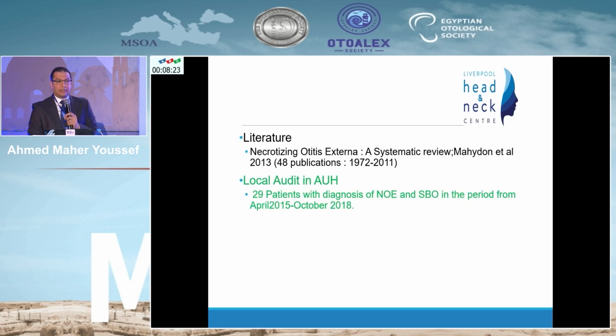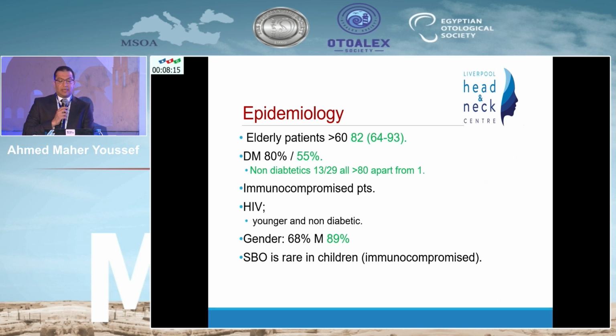So we tried to look at the literature and our local cohort. This was a few years ago, and we had 29 patients. As you can see from the slides, the average age is quite advanced, around 82 years. Most patients were diabetic, but there were also non-diabetic patients, and all of the non-diabetic patients were above 80 years old, which means that advancing age in itself can be considered an immune compromise.